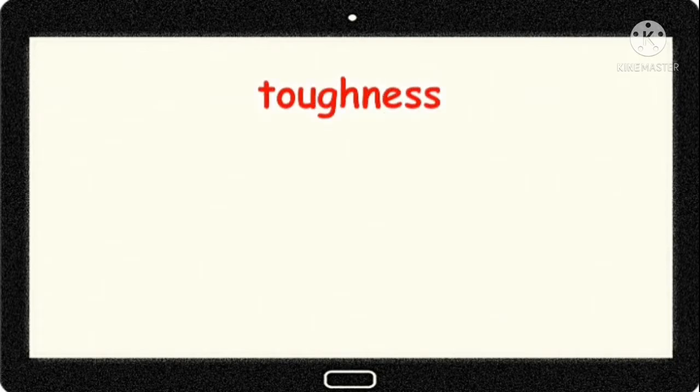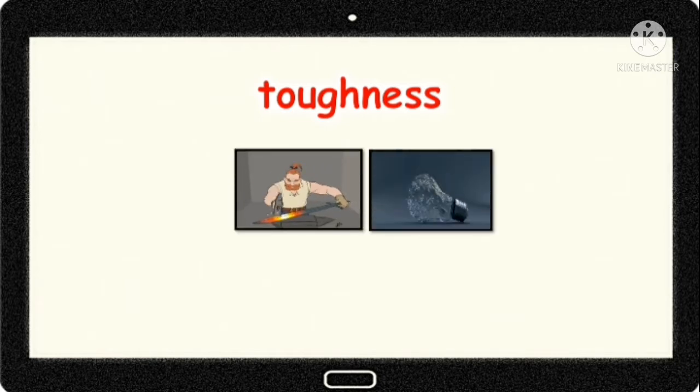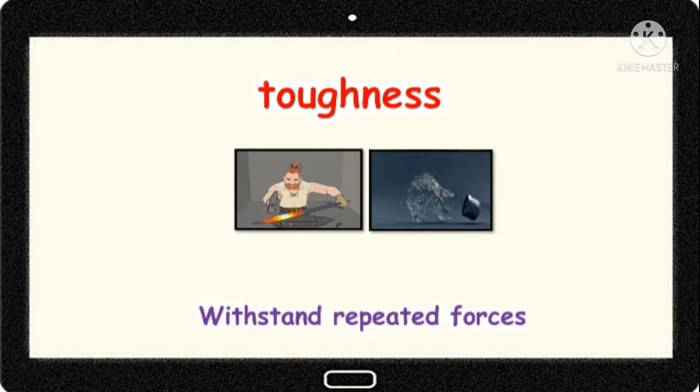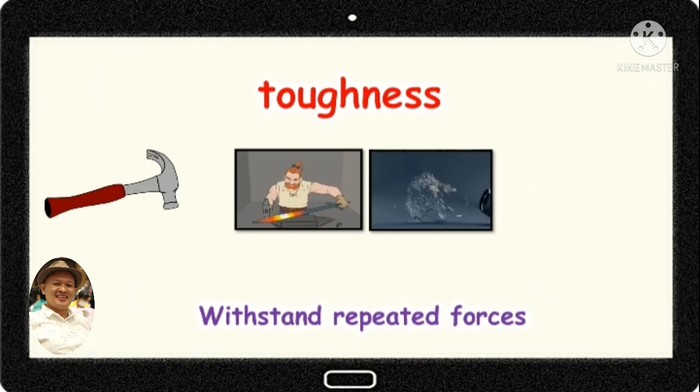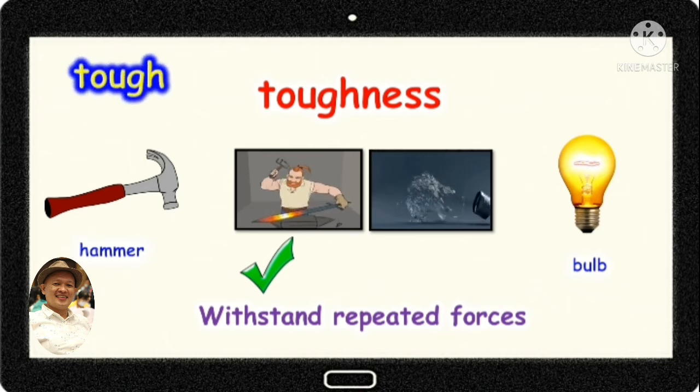Next is the toughness. Toughness is the ability of a material to withstand repeated forces applied to it without breaking. For example, hammer, bulb. Hammer can withstand repeated forces without breaking. Materials that can withstand repeated forces are tough materials.